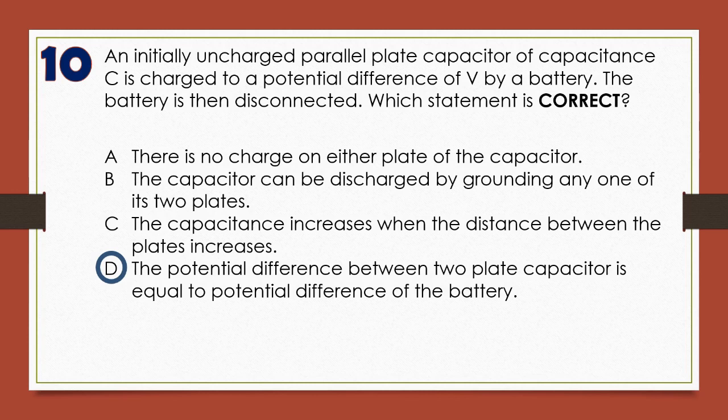The capacitor can be discharged by grounding. This is not the way we discharge the capacitor, right? Remember, you have done it in experiment 1, which is about the capacitor. Choice C, the capacitance increases when the distance between the plates increases. For this part you need to see the related equation, the relationship between the capacitance and the distance, which is that the capacitance is inversely proportional to the distance.